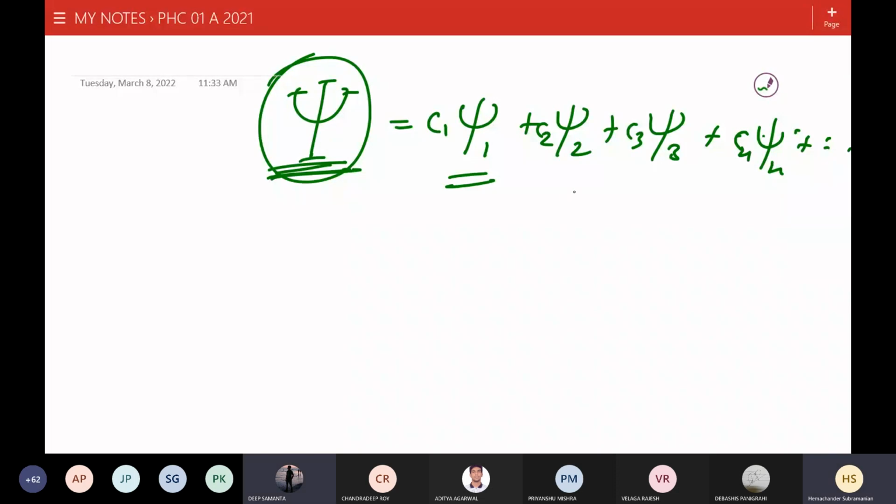Am I right, or wrong? So what is C1, C2, C3? Oh, constants. Those are just constants. It's a linear superposition.